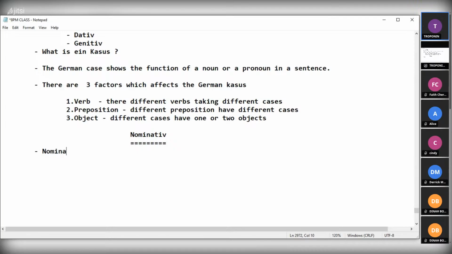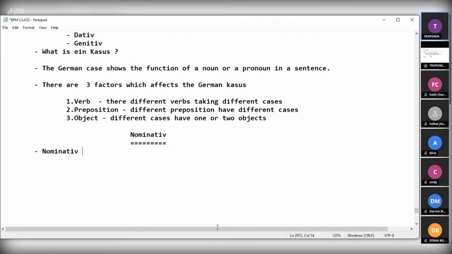Nominative, please, we don't want someone talking in the background. Nominative is the general form. Who is that person? John, can you mute? Jonte, can you mute? Very good.